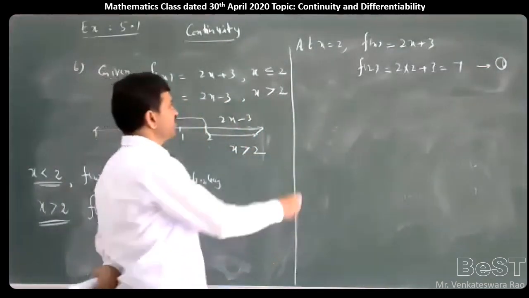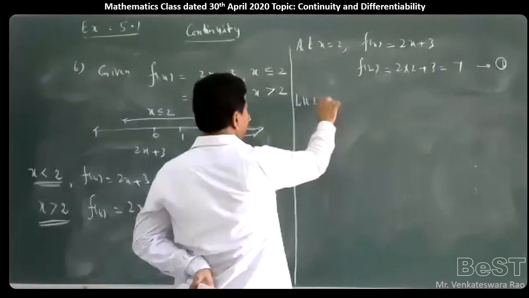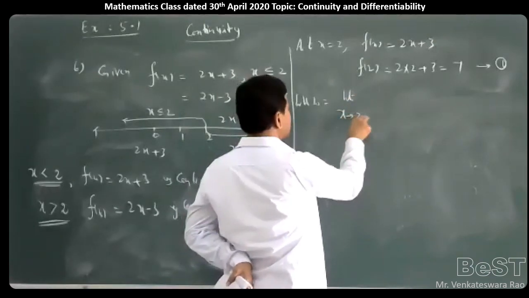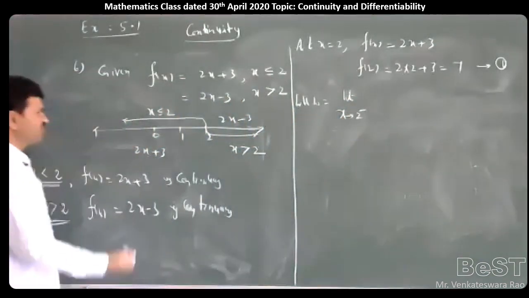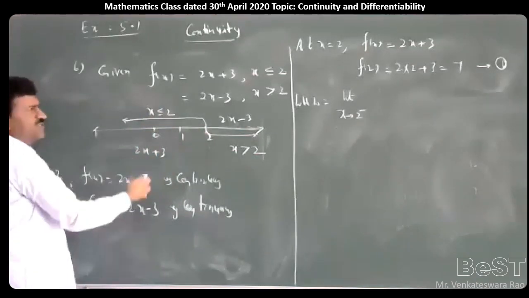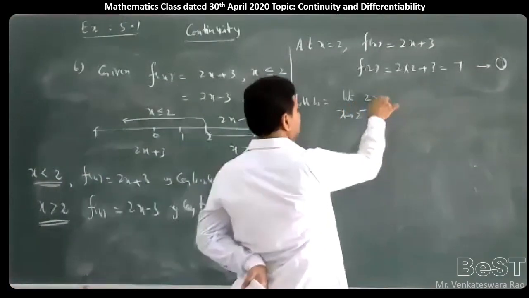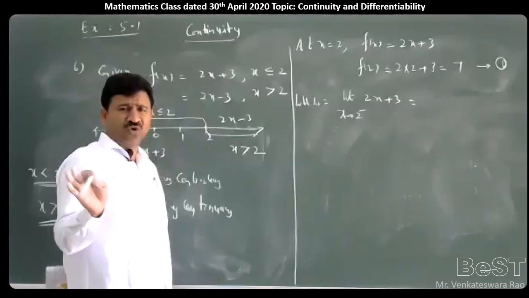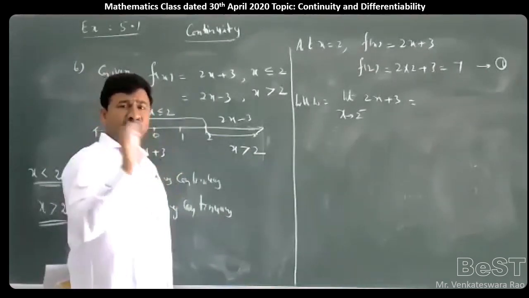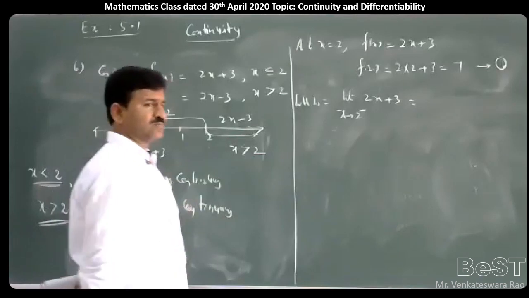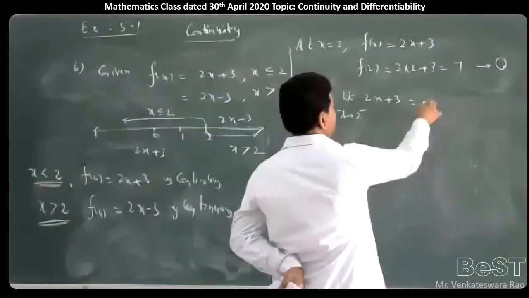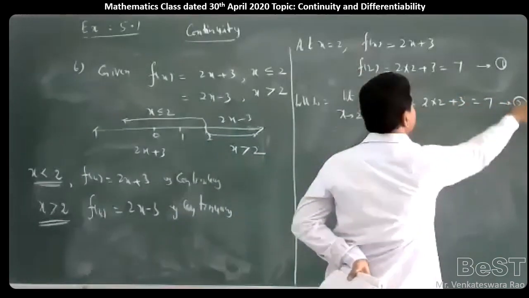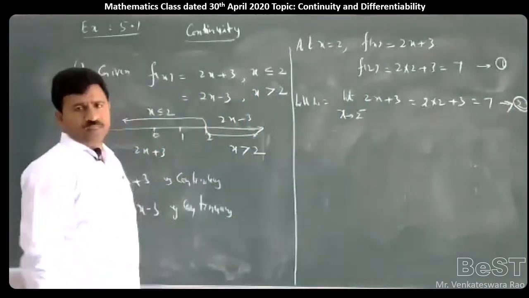Next, find the left limit, LHL value. Limit x tends to 2 minus. 2 minus means left of 2, not minus 2. In the left neighborhood of 2, what is the function? 2x plus 3. Evaluate this limit. It is a linear function, so substitution limit, like 1.99999. 2 into 2 plus 3, this is also 7. Equation number 2.